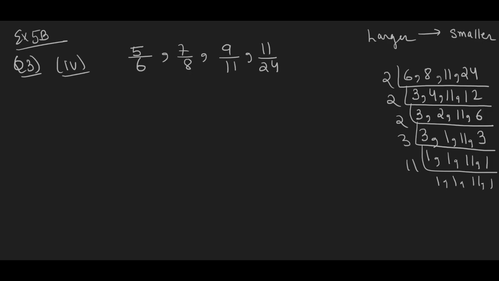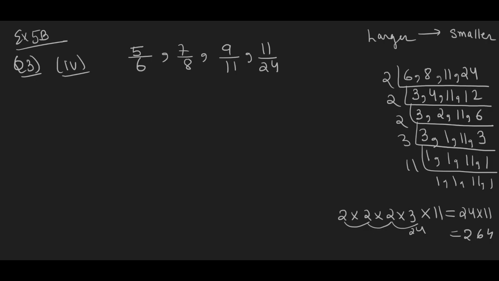Now your LCM will be 2 into 2 into 2 into 3 into 11. So this will come out to be 2 2s are 4, 4 2s are 8, 8 3s are 24, 24 into 11. On multiplying 24 with 11, you will get 264.